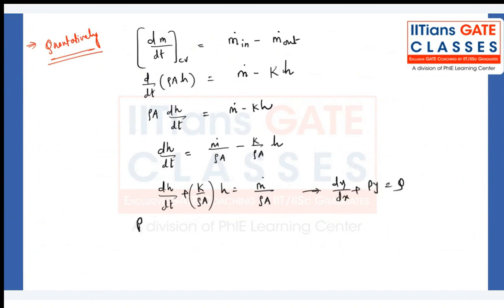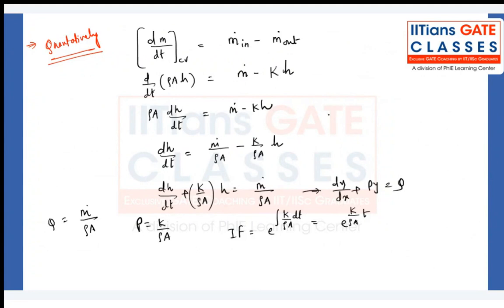P is K divided by rho A, and Q is mass flow rate divided by rho A. What is the integrating factor? It is e to the power integral of P dx, and P dx here is P dt. So the integrating factor is e to the power K divided by rho A into t.